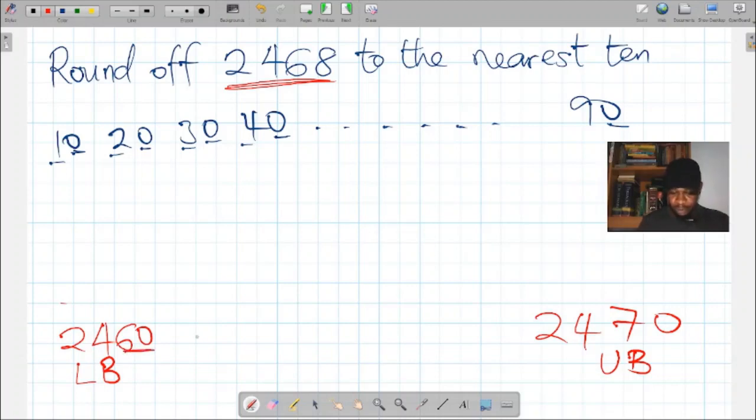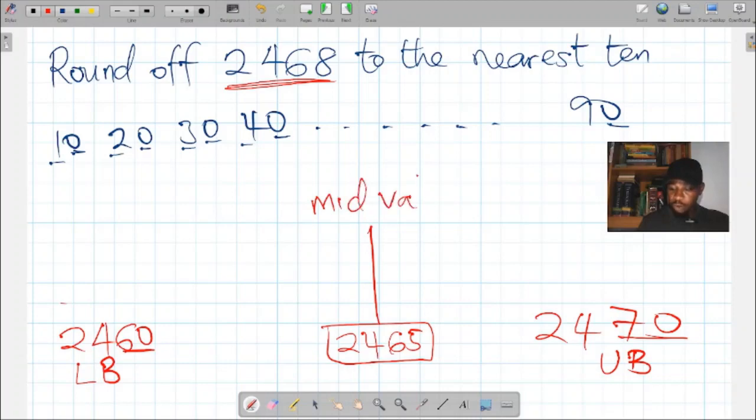In between 60 and 70, you're going to have 65. So that means that in between 2,460 and 2,470, you're going to have 2,465. This right here is what we call the mid value. Now all you have to do is determine if the number you're working with, 2,468, falls to the left or to the right. In this case, 2,468 is after 2,465, so it is somewhere here.